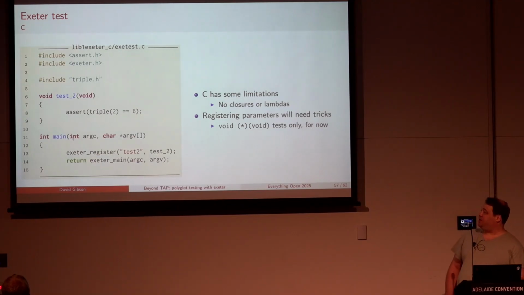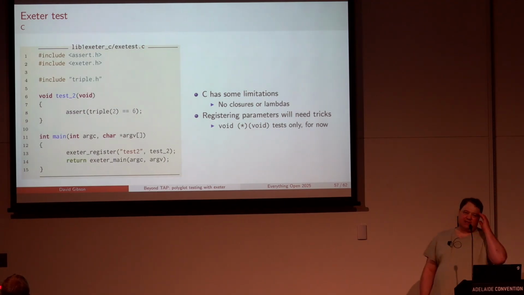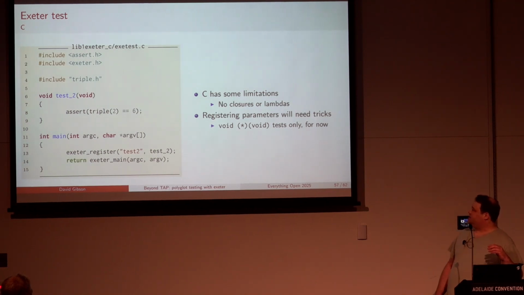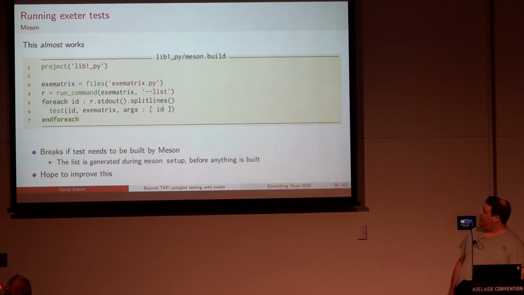C, much the same thing, register and run. There are some limitations here because C doesn't have closures or lambdas. This is a bit awkward, so you can't pass the parameters in now. I hope to find a way to improve that, but it's not so great at the moment. I'd like to be able to run them from Meson. You can ask me about this later. This almost works, but not quite.